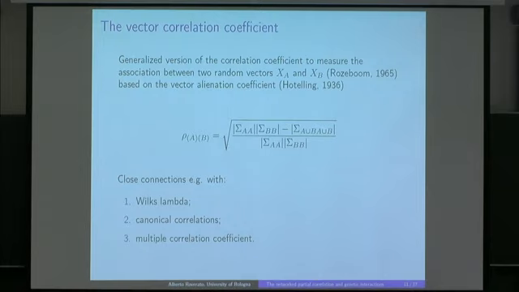fact it is equivalent to Wilks lambda for testing the dependence of normal distribution. I mean, the sampling version of this is a Wilks lambda, and it can be computed by using canonical correlations. I mean, it's a very classical measure of association. There's nothing new here.